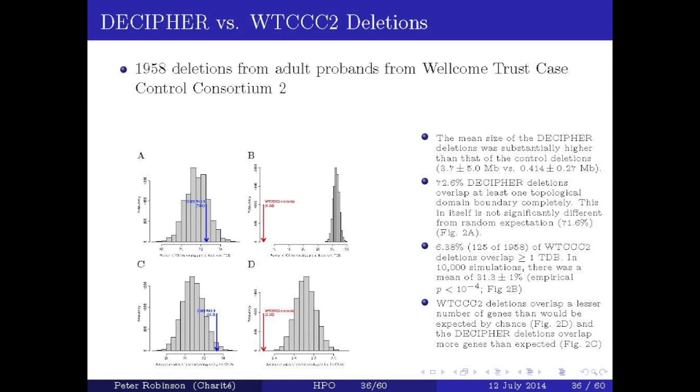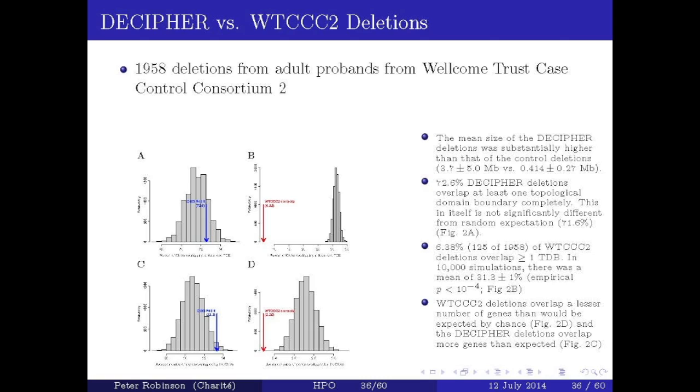But then we got some data from the Wellcome Trust Case Control Consortium. So these are about, I think, 5,000 individuals with adult onset diseases like asthma, and so they don't have congenital malformations. And here we just said, this was the observed number of these deletions that hit the topological domain boundary. And then we took CNVs of the same size and did lots of randomizations. And this is what we saw. So it's a pretty big difference. And for the DECIPHER data, actually, there were somewhat more boundaries than you would expect by chance. So this was kind of encouraging.